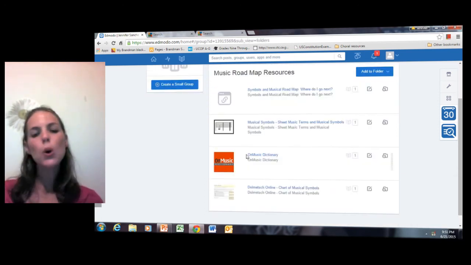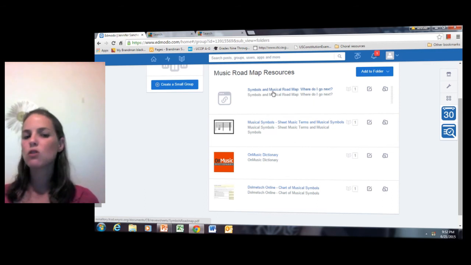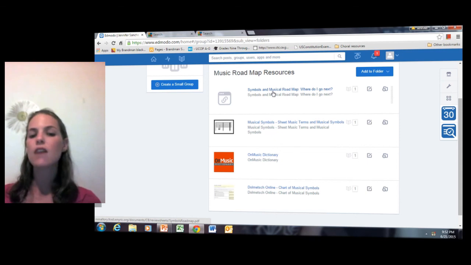Can't quite remember? Or just have something you need to check out one more time. This will help you. So check out this musical symbols and musical roadmaps sheet. It walks through everything step by step. It's a great sheet to have in your music folder.